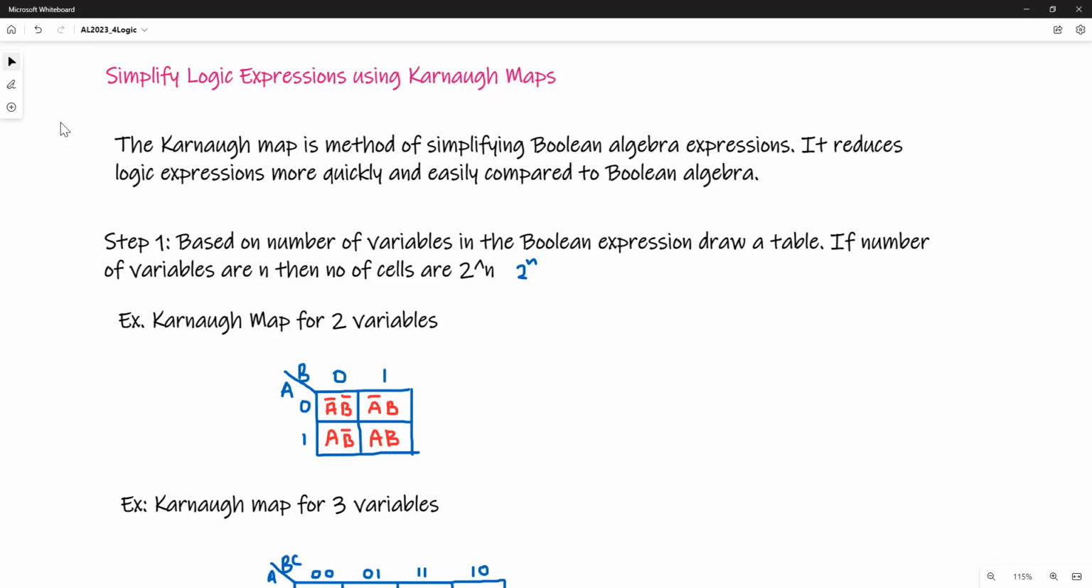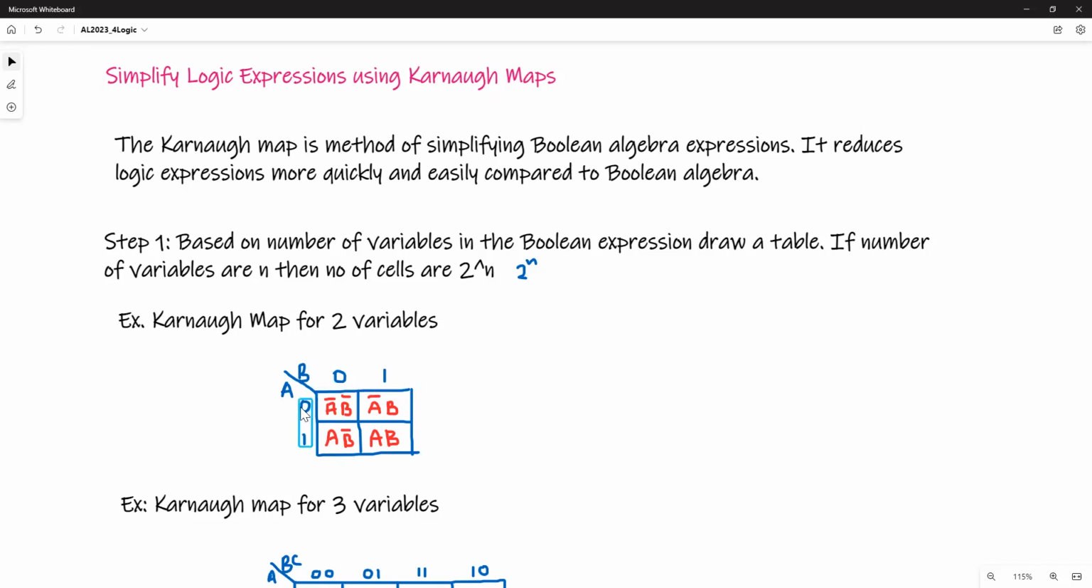The first thing is we have to understand the Karnaugh map. In a Karnaugh map, we draw something like a table, and the number of cells in this table depends on the number of variables. If you have n variables, then you have 2 to the power n cells. For example, when you have 2 variables, 2 to the power 2, you have 4 cells. In this Karnaugh map, you will see we have 2 variables A, B, and we will have 4 cells.